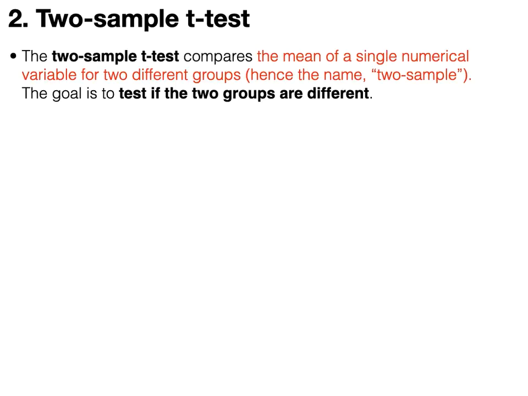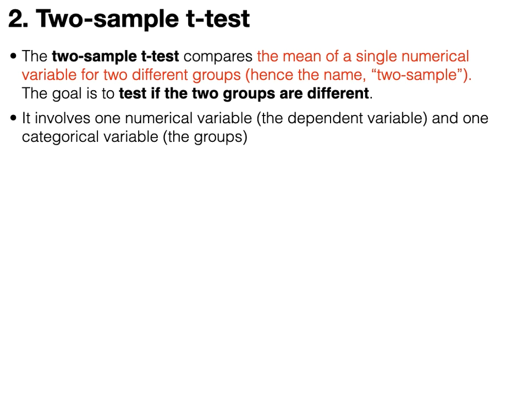Okay, so how do we do that? Well, we use what's called a 2-sample t-test. And we're going to cover 2 kinds of 2-sample t-tests. The first one is just the regular 2-sample t-test, and it compares the mean of a numerical variable for 2 different groups, hence the name 2-sample. And the whole goal of the 2-sample t-test is to ask, are the 2 groups different? Do they differ on this numerical variable?